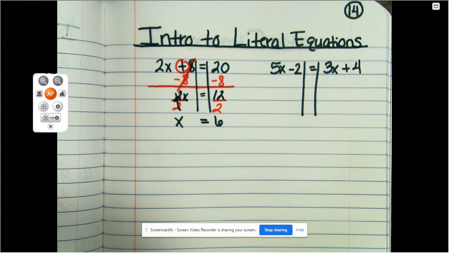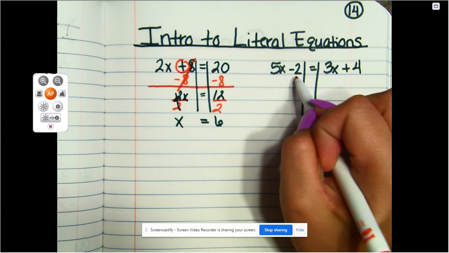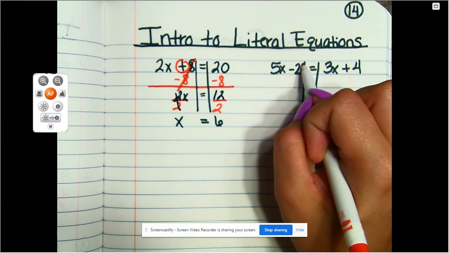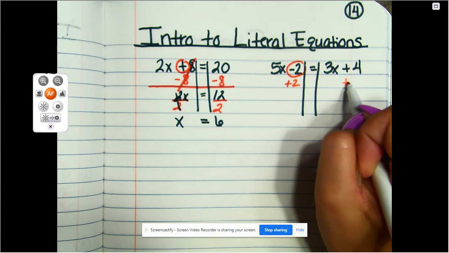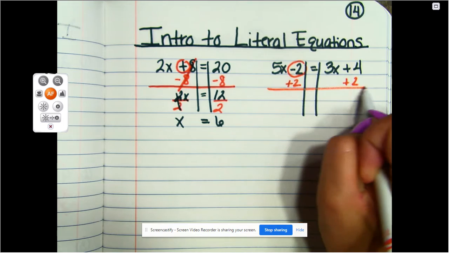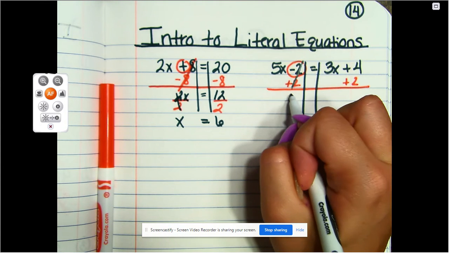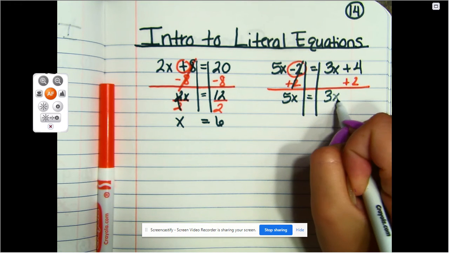Okay, so I want to add the 2 to the 4 because I don't want to have to subtract 4 from 2. So let's do the opposite of subtract 2. Let's add 2 to both sides. When we do so, negative 2 and positive 2 cancel. So we have 5x, then we have 3x plus 6.